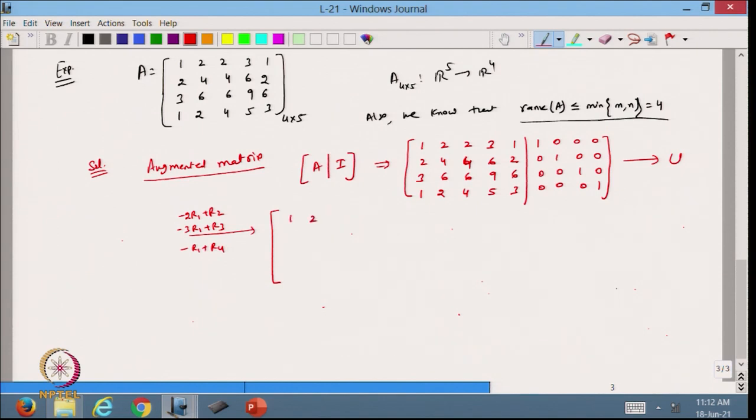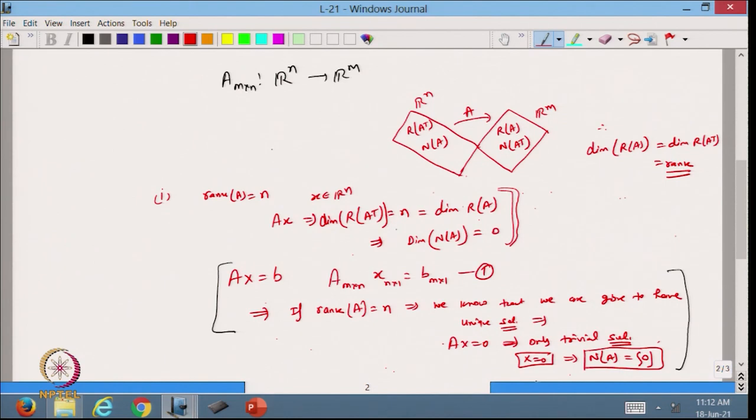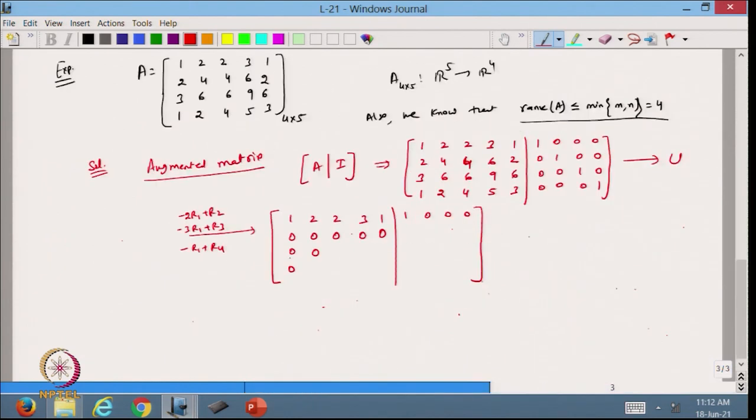So, directly I can write. So, it is 1 2 2 3 1, 1 0 0 0. Now, it will be 0 0 0. So, minus 2, so that will be also 0, and this is also 0, this is 0, and this is also 0. So, this is coming 0 here. Now, from here it is 0, because minus 3 I am multiplying. So, 0 minus 6 0. So, that is also 0, and minus 3 minus 9 0. So, minus 3 plus 6 it will be 3, and the corresponding 0.